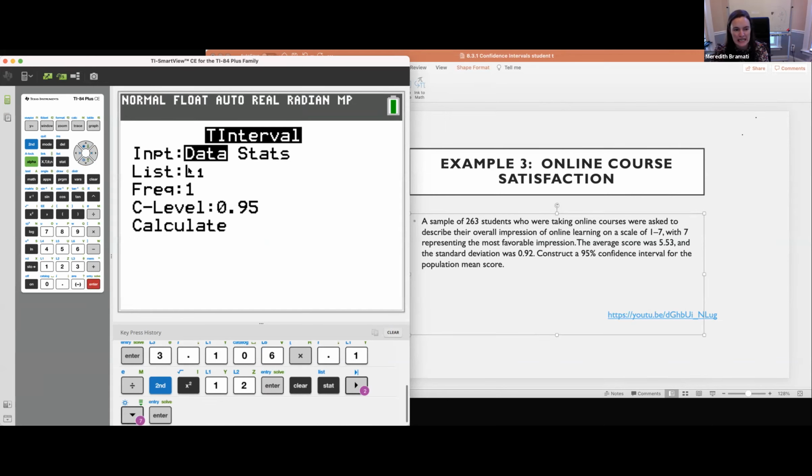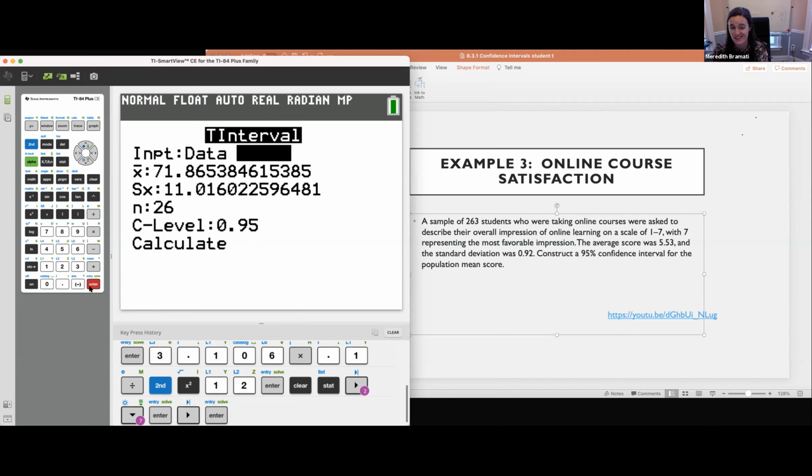Do we have any data that we're entering into a list? We didn't enter any data into a list, did we? Nope. But we do have statistics from the problem, don't we? So we just fill in the blanks from the problem into the calculator, right? What's the mean from this problem?